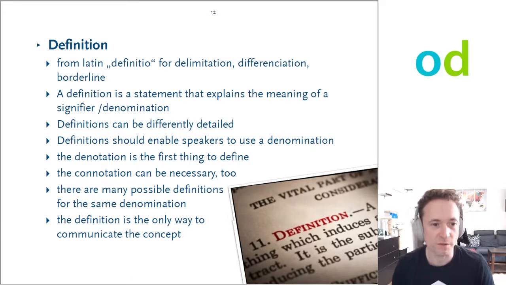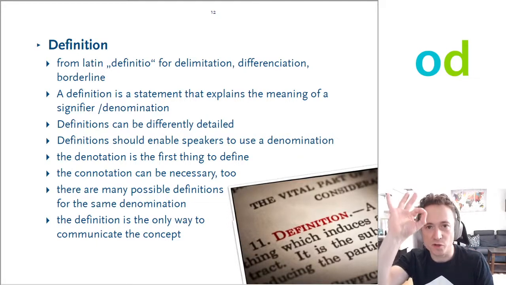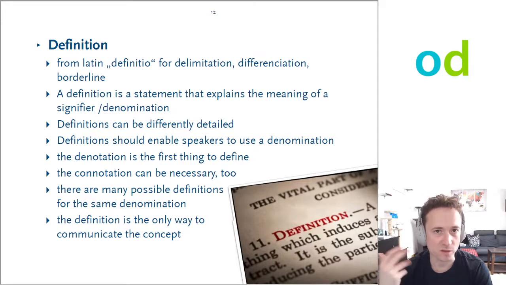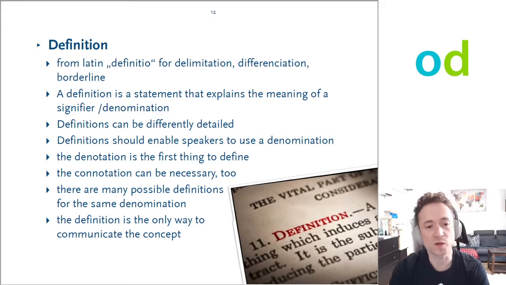A definition is coming from Latin definitio, for delimitation, differentiation, and borderline. So it's really about drawing this border against other parts of the meaning. And it's normally a statement that explains the meaning of a signifier or denomination. So something that you can get by your senses. A sound, that's a word, or a written word, or a symbol, or all the other signs that we talked about.